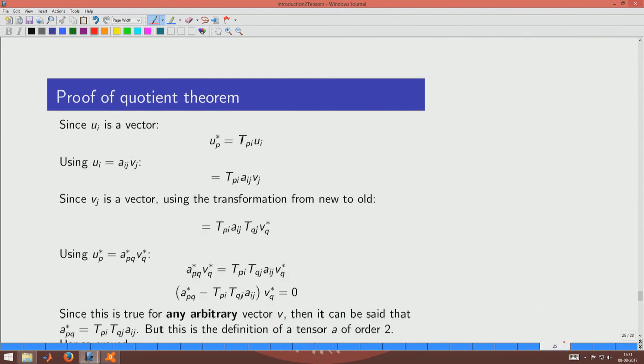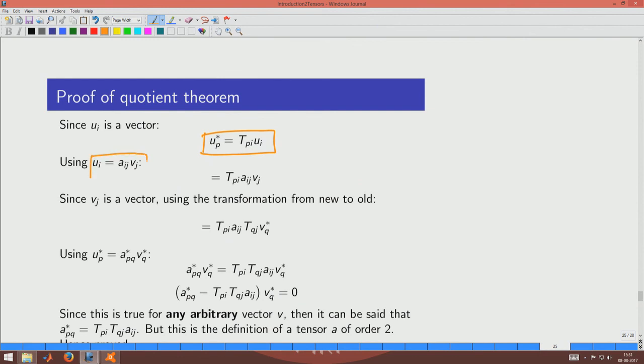Okay. Now, the proof of the quotient theorem is given here. The proof is actually like this. You go step by step. First, we say that because u is a vector, we write this. This is nothing but the definition of u as a vector. Every vector has to follow this definition.